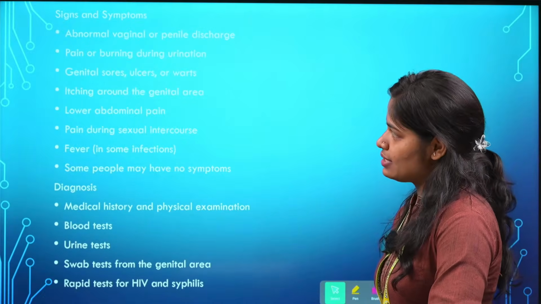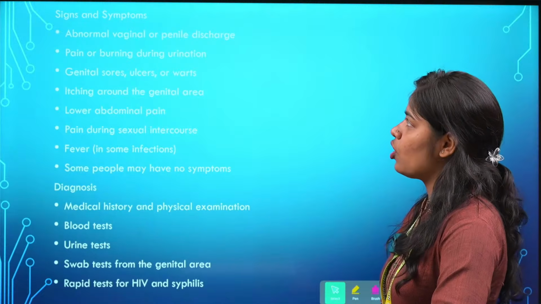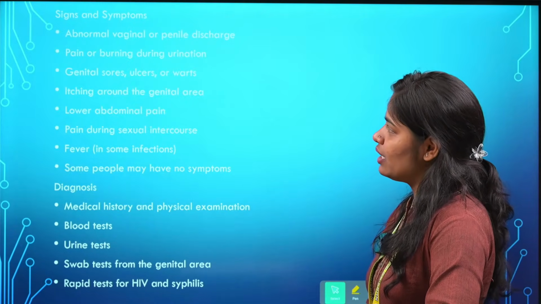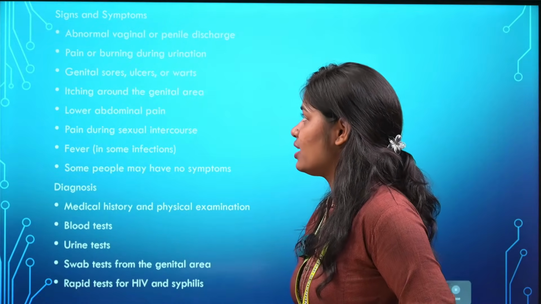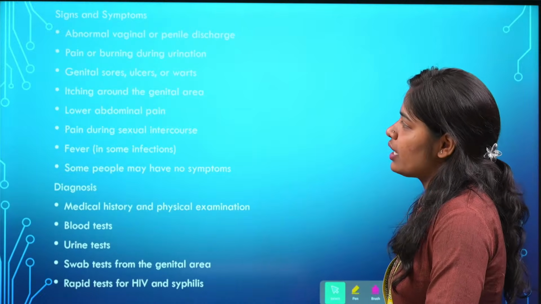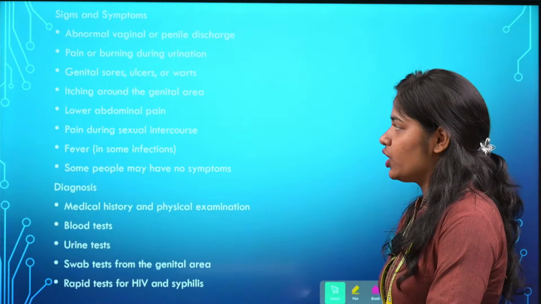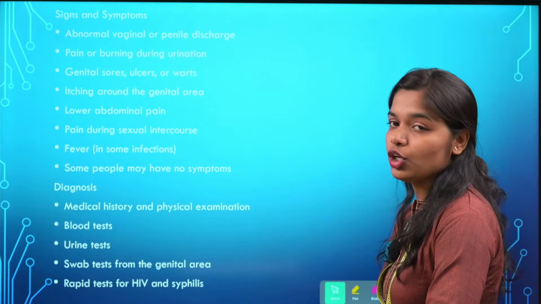Next, the signs and symptoms of sexually transmitted disease include abnormal vaginal or perineal discharge, pain or burning during urination, genital sores or ulcers, itching around the genital area, lower abdominal pain, pain during sexual intercourse, and fever. Some people may have no symptoms.